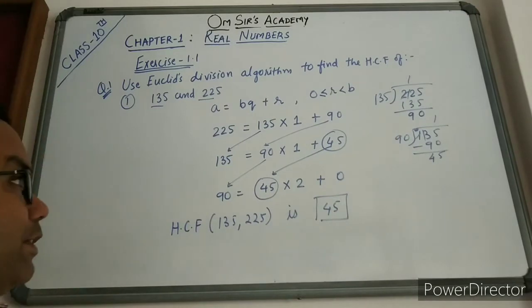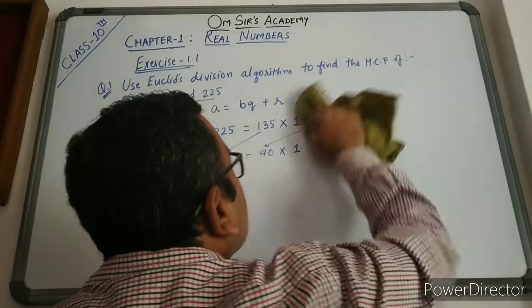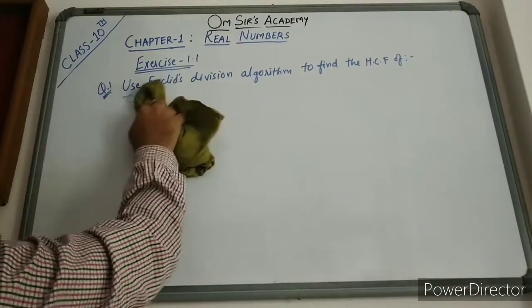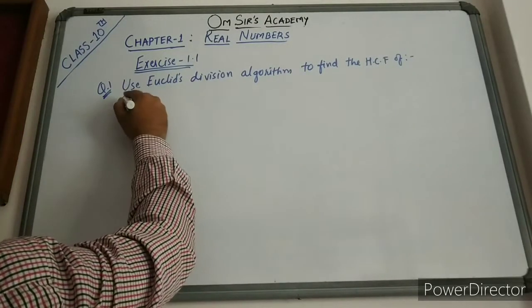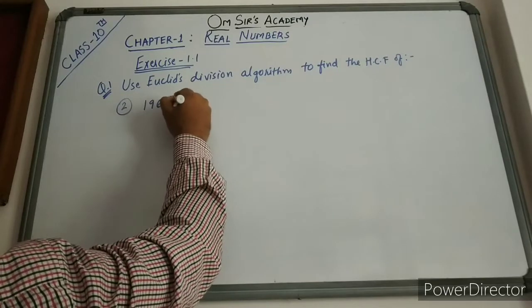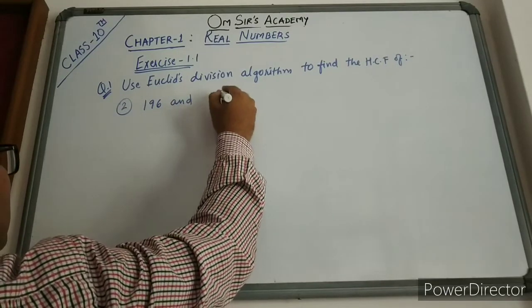So hope this is clear friends. Now we'll do the second sum. In the second sum, you are asked to find the HCF of 196 and 38220.